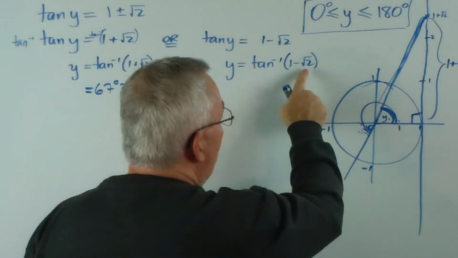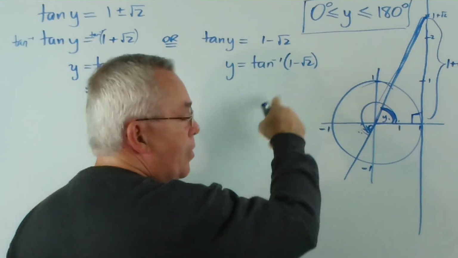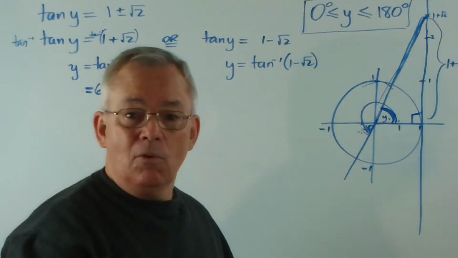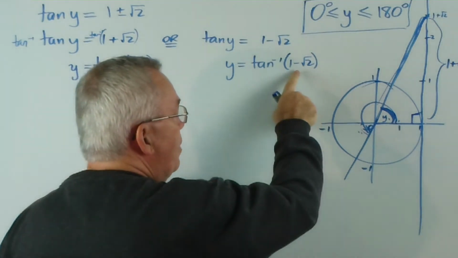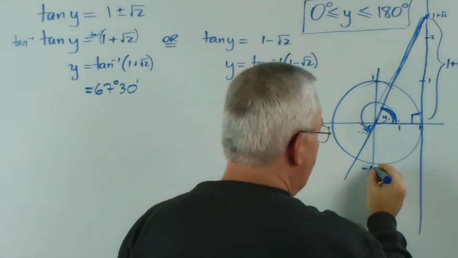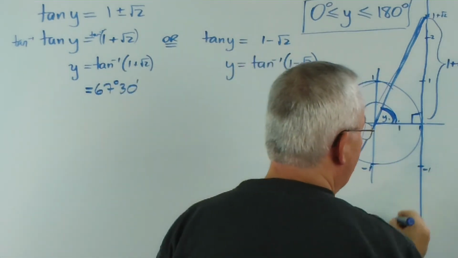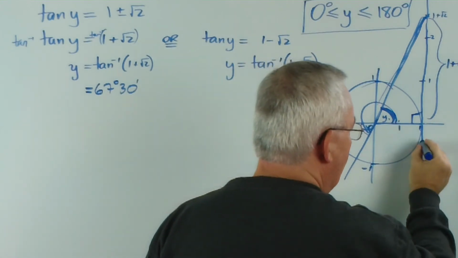What about this one? Where is 1 minus root 2 on here? Well, root 2, remember, is about 1.4, 1.414, something or other. 1 minus that is minus 0.41 something. So there's minus 1, negative 1. That's the distance, negative 1. So negative 0.4 is about here.